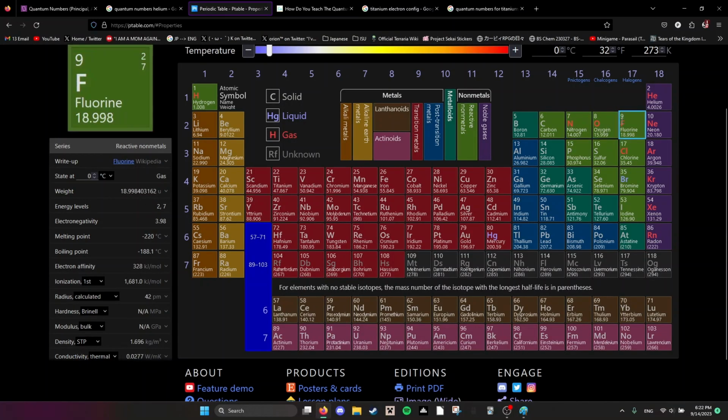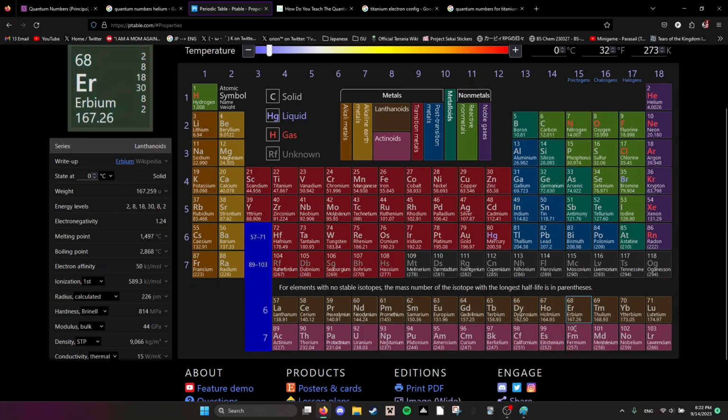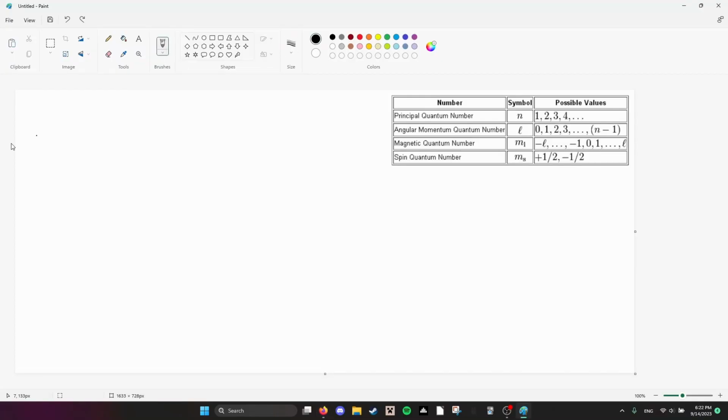In this case, let's do fluorine. And we also want to grab the electron configuration of the element. So in this case, 1s2, 2s2, 2p5. So let's go ahead and write that down. We have fluorine. We have 1s2, 2s2, 2p5. I'm going to rewrite that. 2p5. Perfect. Okay, so your principal quantum number is the one that's first.